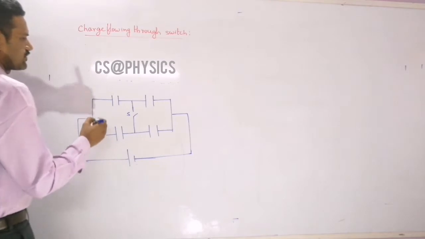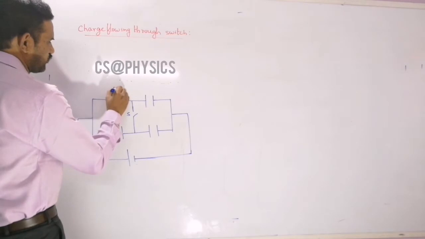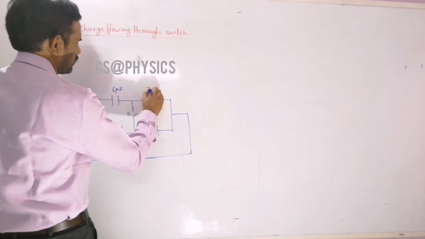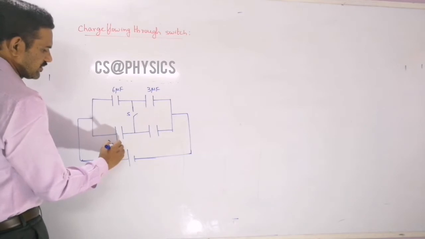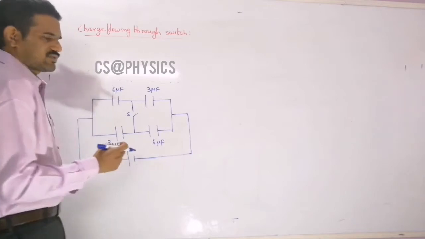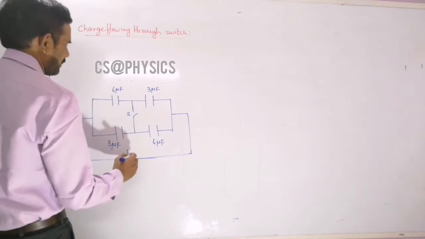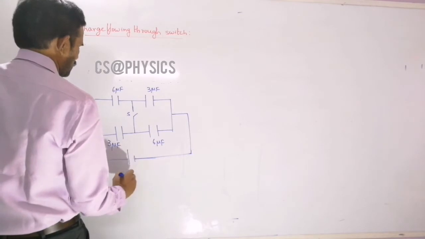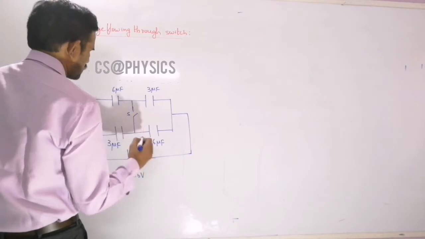Suppose I am taking this capacitor as 6 microfarad, and this capacitor is 3 microfarad, and then let us take this as 3 microfarad and this is 6 microfarad, right? Those are the capacitors there, and here I am taking the cell as 36 volts.